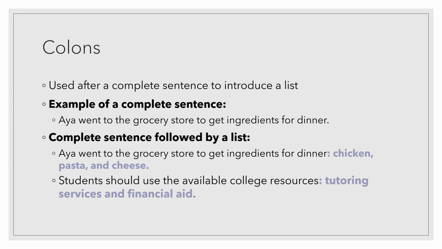Here's an example. Aya went to the grocery store to get ingredients for dinner. Okay, that's a complete sentence. But let's say we want to add a list to the end of it. We can say, Aya went to the grocery store to get ingredients for dinner. Then we have a colon, and we can list the ingredients that she bought: chicken, pasta, and cheese.